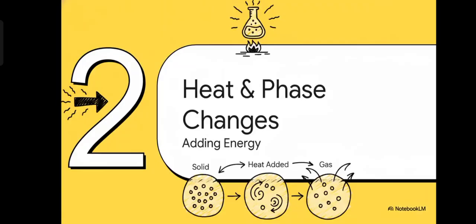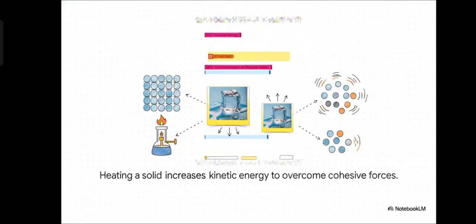So what happens when we start adding energy to these vibrating particles? That brings us to section 2, heat and phase changes. Think of a block of melting ice. When you heat a solid substance, you are essentially pumping kinetic energy straight into it. The particles start vibrating at a higher and higher frequency. Eventually, they vibrate so intensely that they literally overcome the cohesive forces holding them together. The rigid, solid structure completely collapses, and the substance turns into a liquid. And that is exactly what melting is.